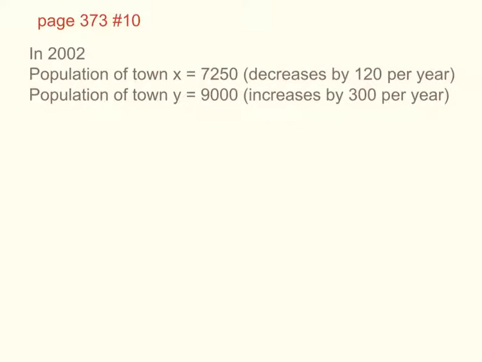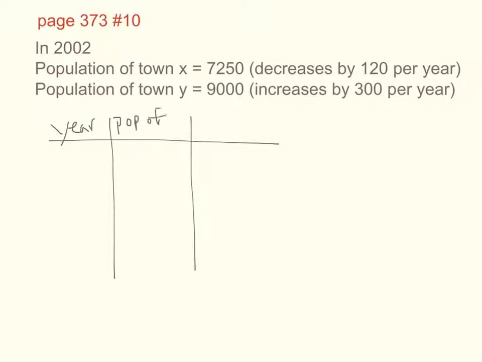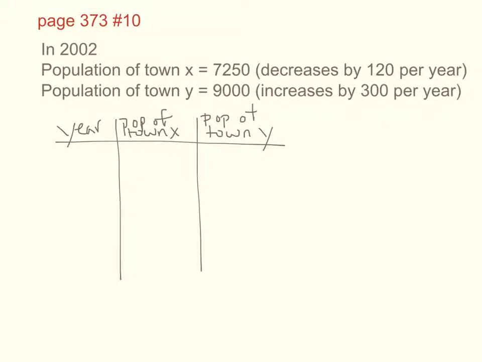So one approach, I think probably the most straightforward approach, is to make a table of values. So if we make a table, and we have year, population of town X, and the population of town Y. And we think about year 2002, the population of town X was 7,250, and the population of town Y was 9,000.